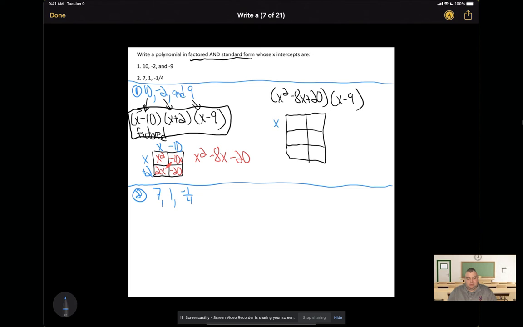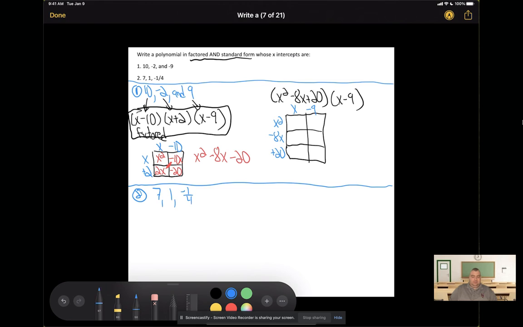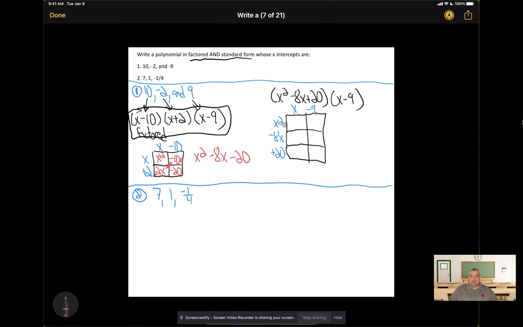So this will be x squared minus 8x plus 20, and this will be x minus 9. And let's go ahead and multiply this together. So x squared times x to the first is going to be x cubed. Negative 9 times x squared, that's going to be negative 9x squared. Negative 8x times x is going to be negative 8x squared.